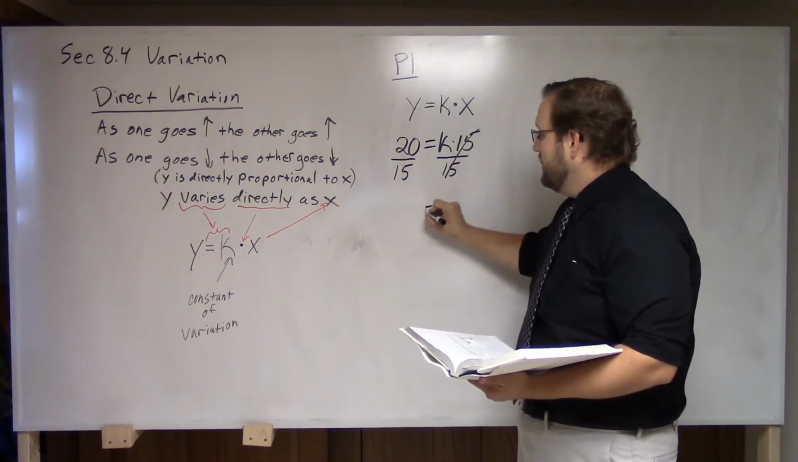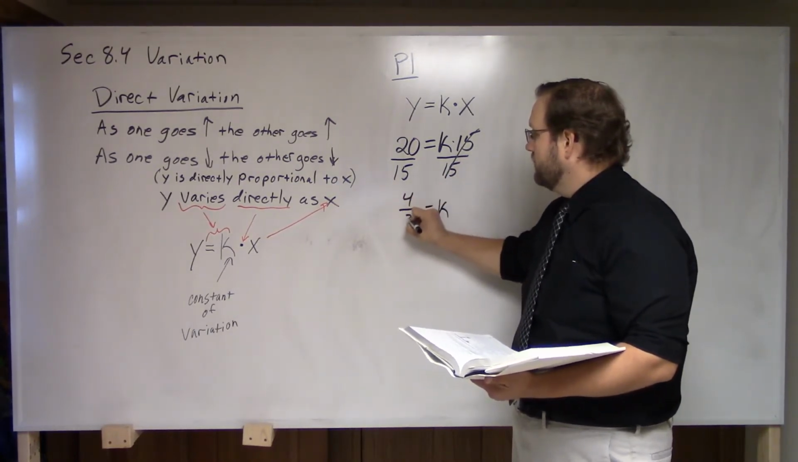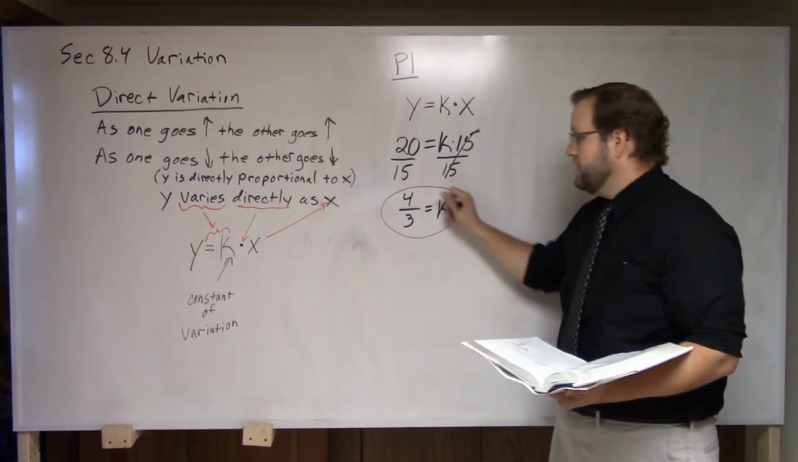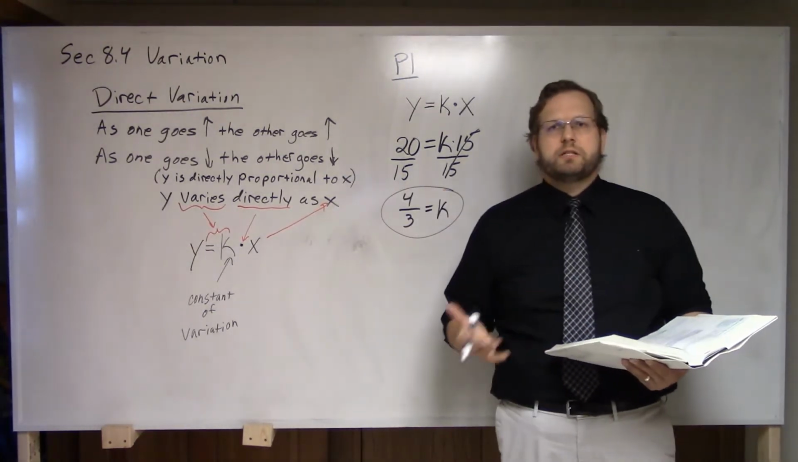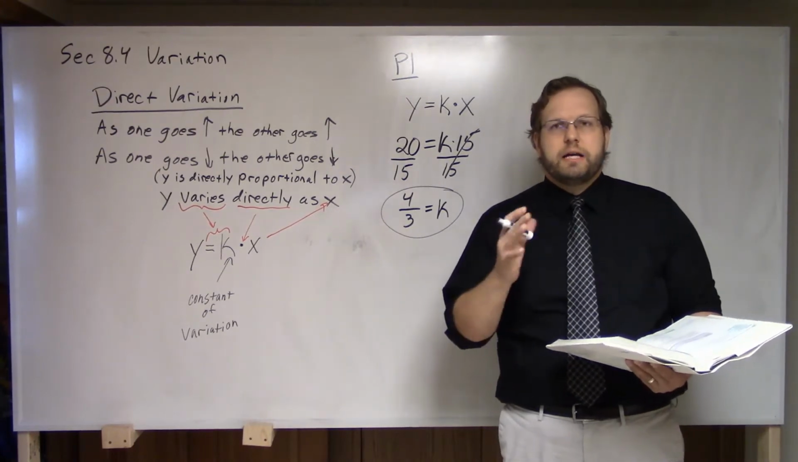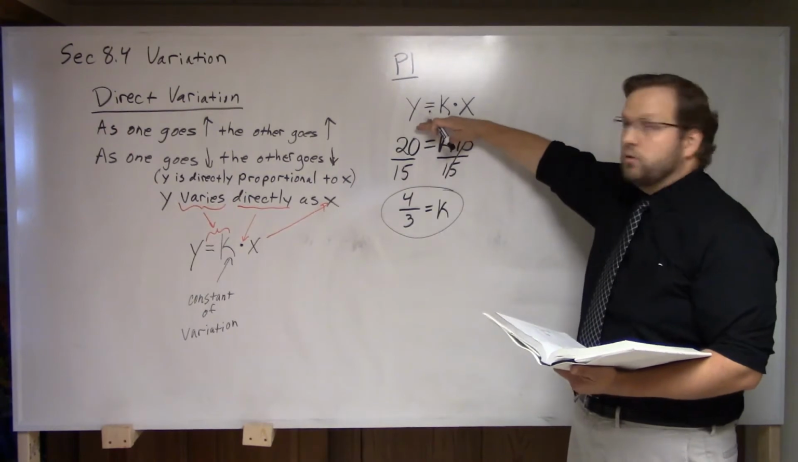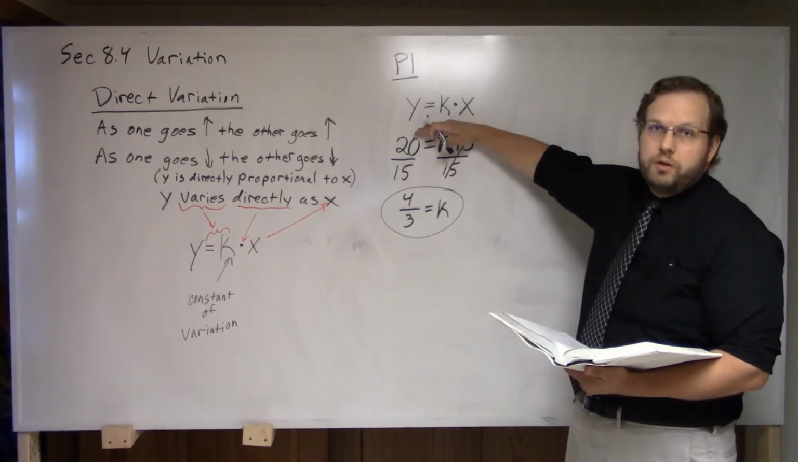K equals 4 over 3. Okay? There's my constant of variation. Now they also say what's the variation equation? The variation equation has to be a workable equation. This is our general layout, but it's not a workable equation.